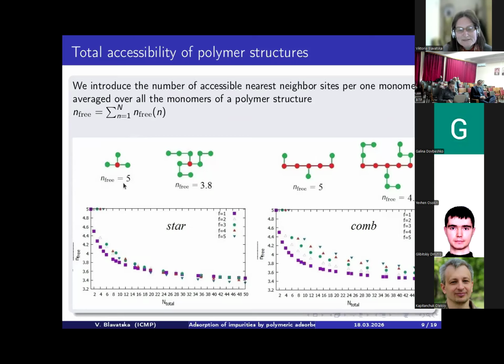Here, just to give you more of an idea, what exactly do we mean by these quantities? For example, we have a star-like structure. This is our central core, and each branch has only one monomer. So the accessibility for each monomer is 5 in a three-dimensional lattice. This accessibility, of course, decreases when the length of the chain increases, because the chains interrupt each other. They have this crowdedness effect close to the central core.